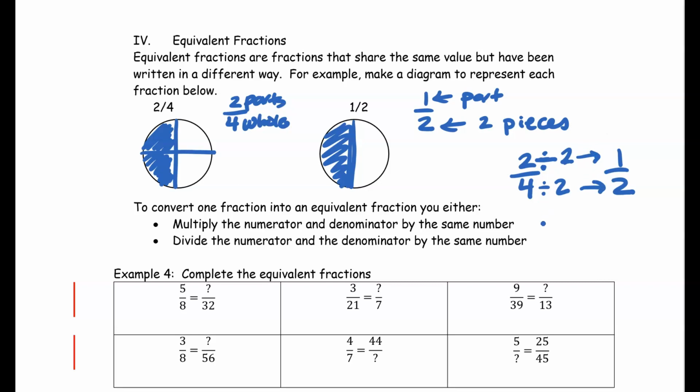So that's one way. You could start with 1/2 and go the other way around and say, well, what could I do to 1 to get 2? Well, I could multiply it by 2. And then whatever you do to the 1, the numerator, you've got to do to the denominator. So 2 times 2 gives us 4. So I could either divide them by the same number or multiply them by the same number.